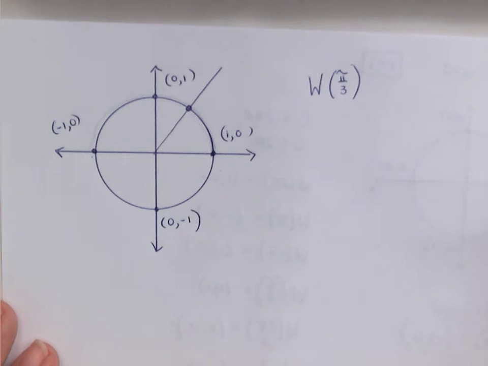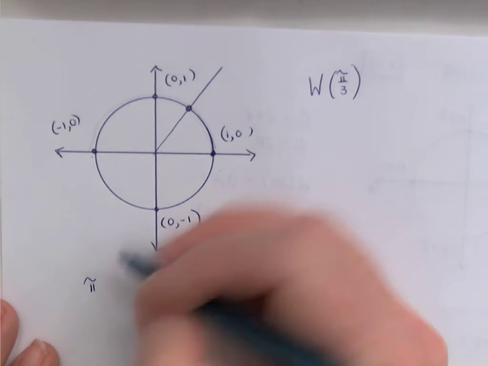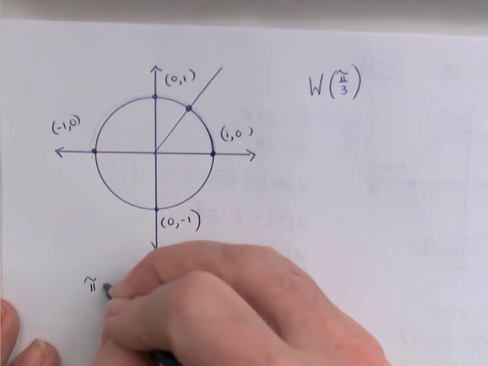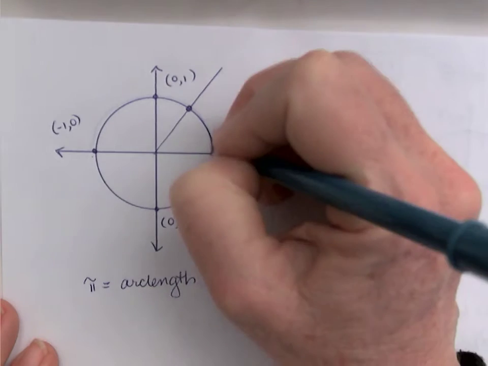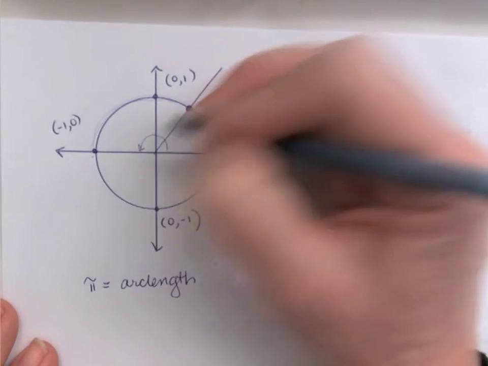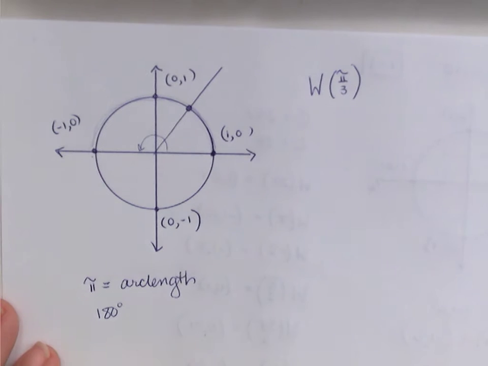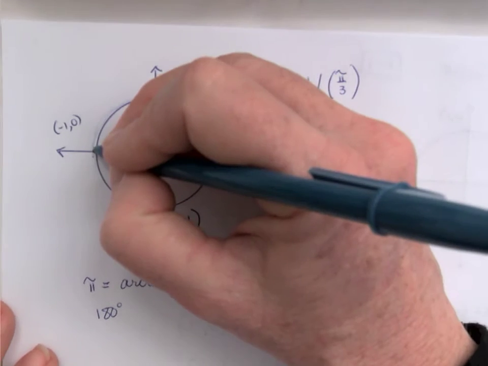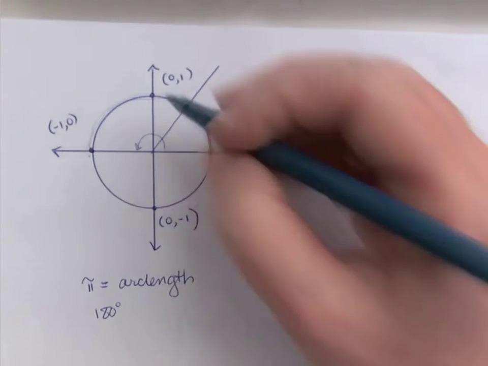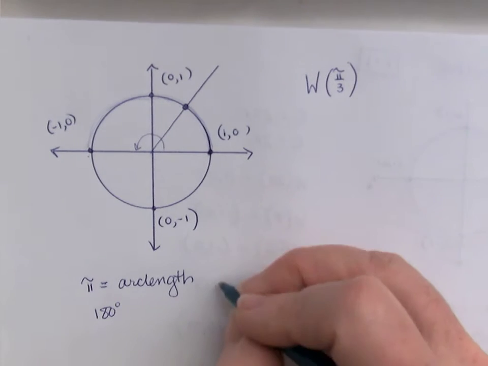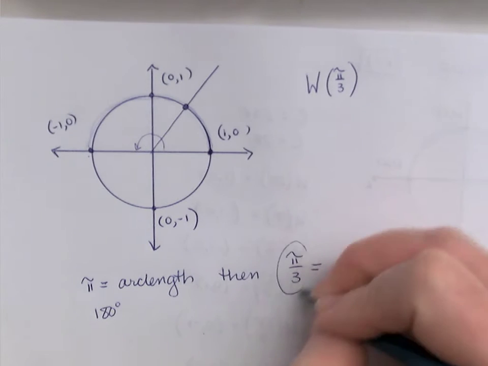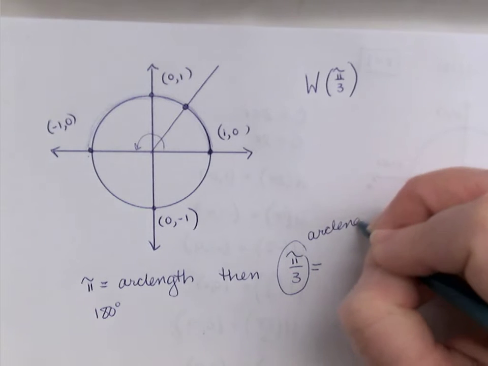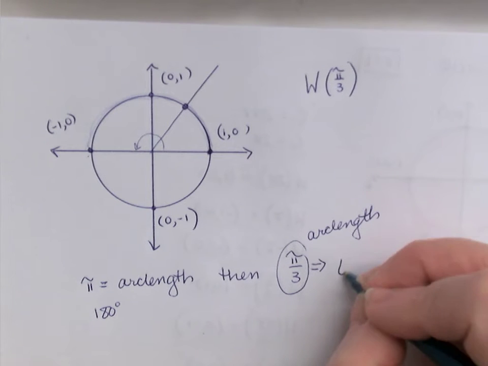Now, the one thing I know is that when I went pi units around, so an arc length, if pi is the arc length, then I can also say that I had rotated 180 degrees. So on the unit circle, an arc length of pi inches or feet or whatever you want to call it is equal to rotating 180 degrees. Well, if that's the case, then pi over 3, if this is my arc length, then that's going to convert to 60 degrees.